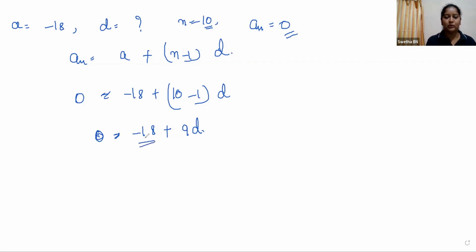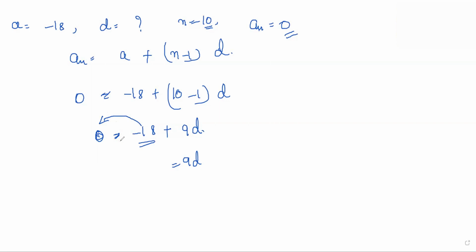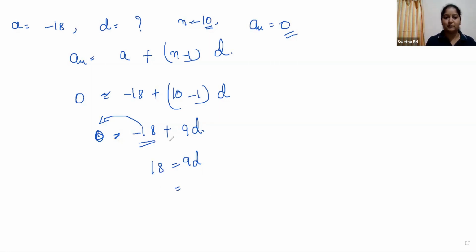So now, where does minus 18 go? You have to shift it to the left-hand side. Keep 9D as it is on the right-hand side. When I transpose minus 18 to the left-hand side, what does it become? Very good. Minus 18 becomes plus 18. Understood? There is a plus between the numbers, right?